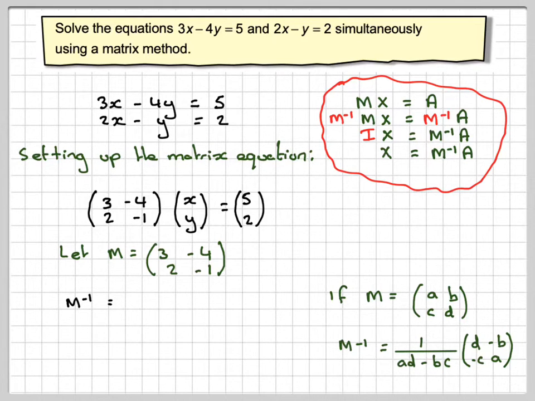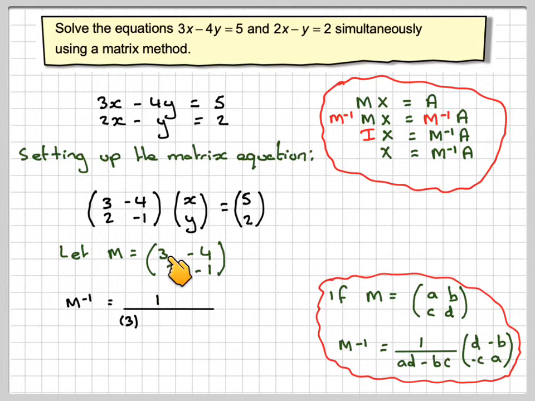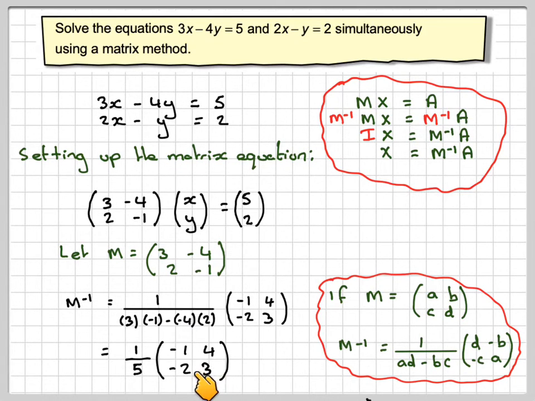So our inverse matrix will be 1 over our determinant, which will be 3 times minus 1 minus 4 times 2. Then we take our matrix, swap 3 and minus 1, so we've got minus 1 and 3, and then change the signs on these two, so we get 4 and minus 2. So this gives me 1 over 5, that's minus 3 plus 8, times minus 1, 4, minus 2, 3.